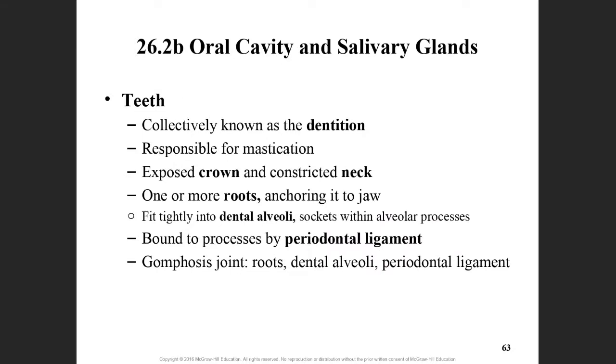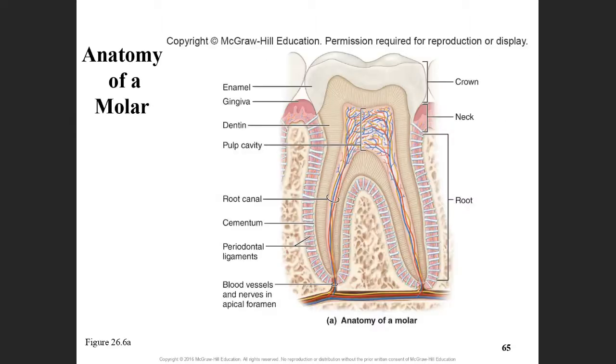The teeth are collectively known as dentition. And now I want to show you a tooth structure and the different parts which we have in our teeth. You need to know that the teeth are responsible for the process of mastication. Now look at this picture. In this picture, you can see the different parts which we have for each tooth. The tooth has the exposed part which we call the crown. The crown of the tooth is white. Then we have the next part which we call the constricted neck.